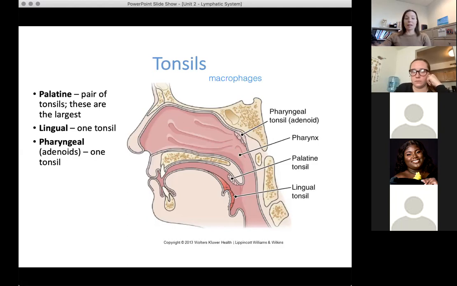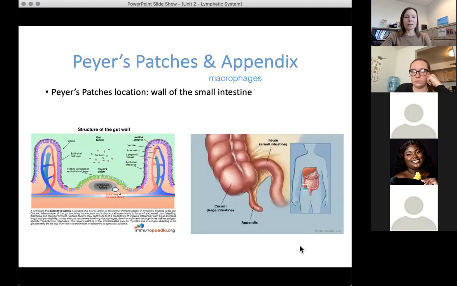Okay. And now we are to the last, the other example of MALT, the mucosa associated lymphoid tissue. And that is Peyer's patches and the appendix. So for the description for Peyer's patches, these are just clusters of lymphoid tissue in the wall of the small intestine.